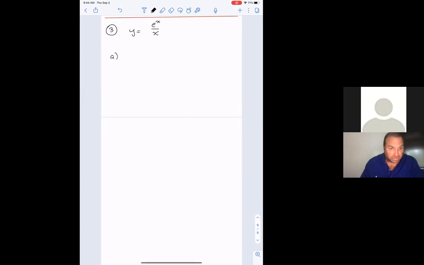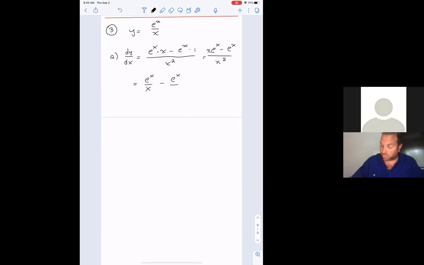So part A, it says find the derivative. Okay, no problem. Well, this seems like a job for the quotient rule. Derivative of the top, derivative of e to the x is just e to the x times the bottom untouched minus the top untouched times the derivative of the bottom, which is 1 over the bottom squared. So I get x e to the x minus e to the x all over x squared, which, because you have a single term in the denominator, I can split into 2 terms. So I can write it as e to the x over x minus e to the x over x squared.